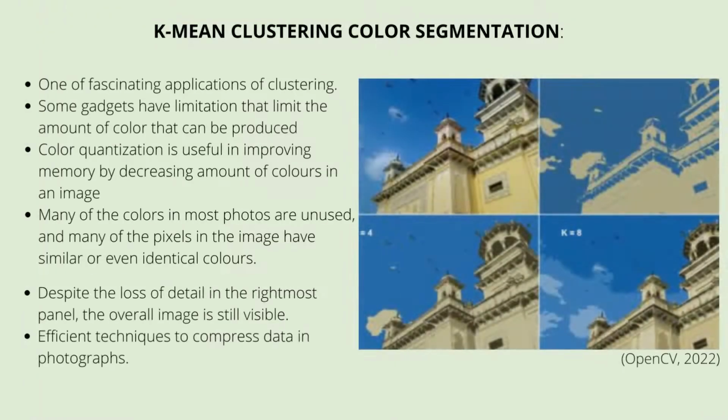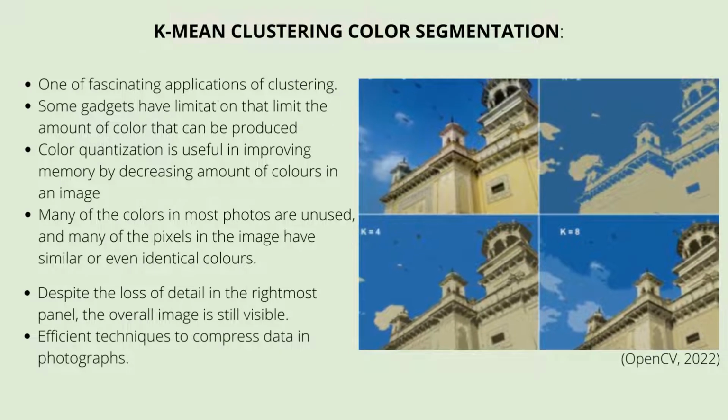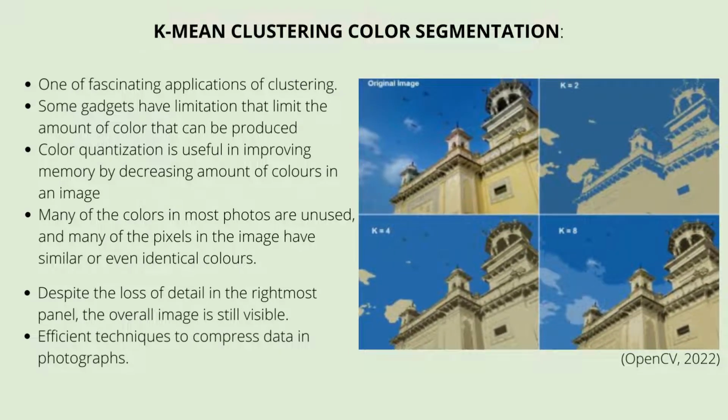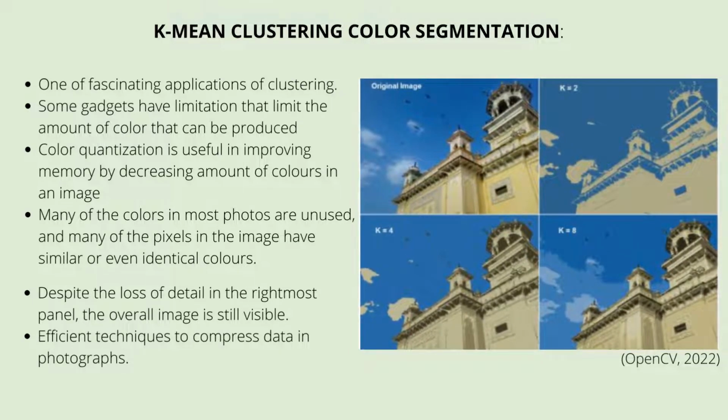One fascinating application of K-means clustering is color compression inside a photograph. To improve memory, some gadgets may have limitations that limit the number of colors that can be produced. Color quantization is useful in improving memory by decreasing the number of colors in an image. Despite the loss of detail in the last panel, the overall image is still visible.